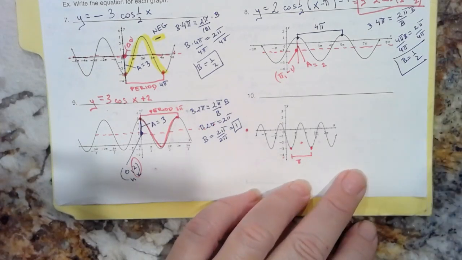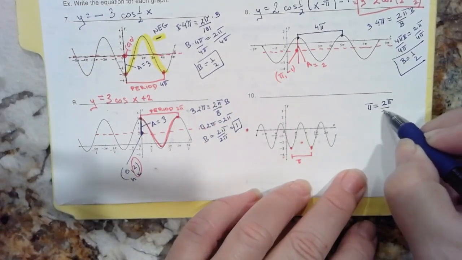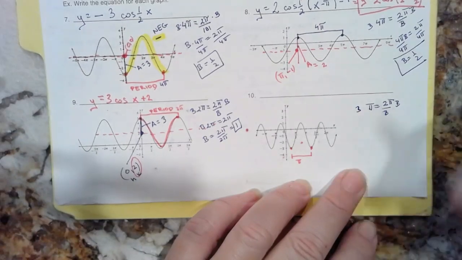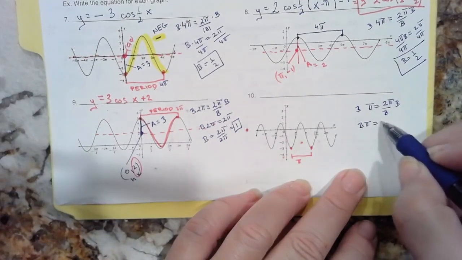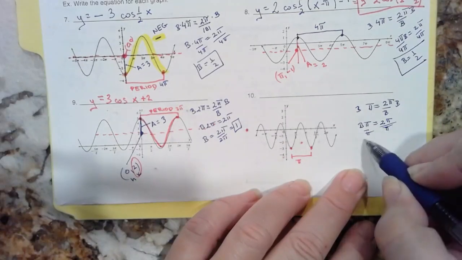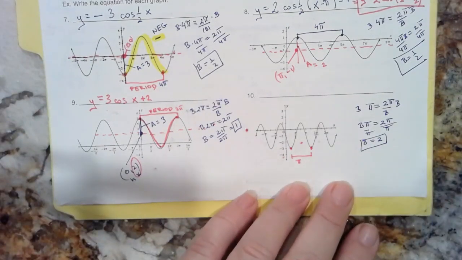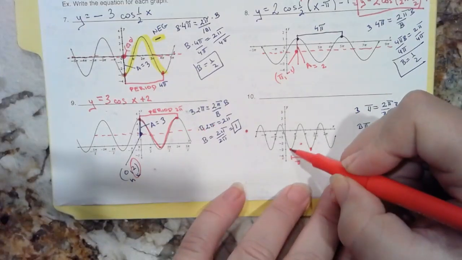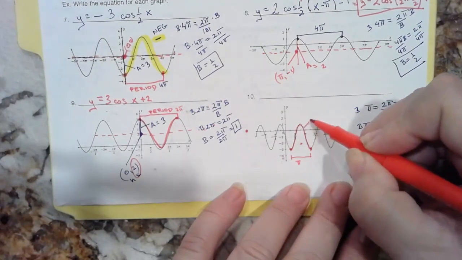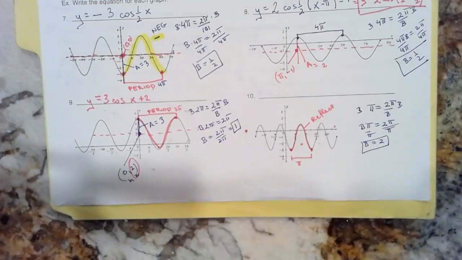And so to find my B, pi is equal to 2 pi over B. So B times pi equals 2 pi, divide by pi, and B equals 2. So B is 2, and notice I'm going up, so this is going to be a reflection. And I need to identify my reference point, and I need to identify my midline.